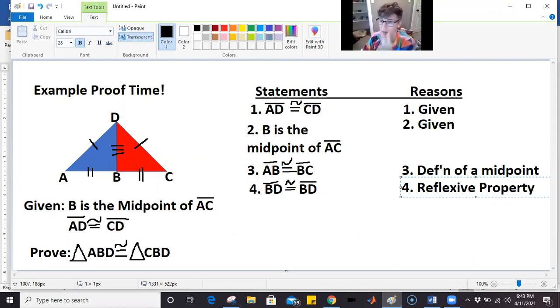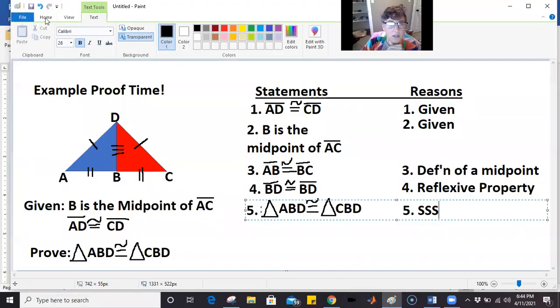So we used two big things right here. We talked about the definition of a midpoint: a midpoint's job is to split a segment into two congruent parts, so it makes congruent segments. And the reflexive property, that something is congruent to itself. A shared side is congruent to itself. Both of these triangles have the same side, BD. So now all three sides of these two triangles are congruent to each other, so those two triangles must be congruent by side, side, side.